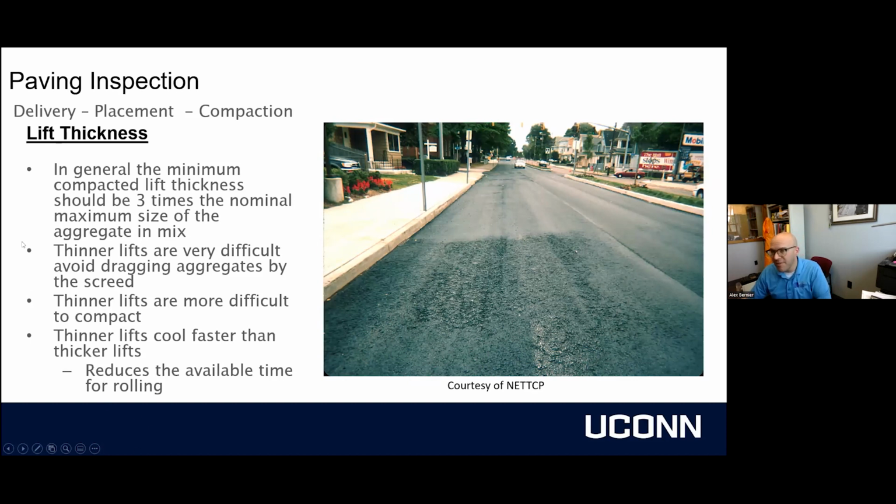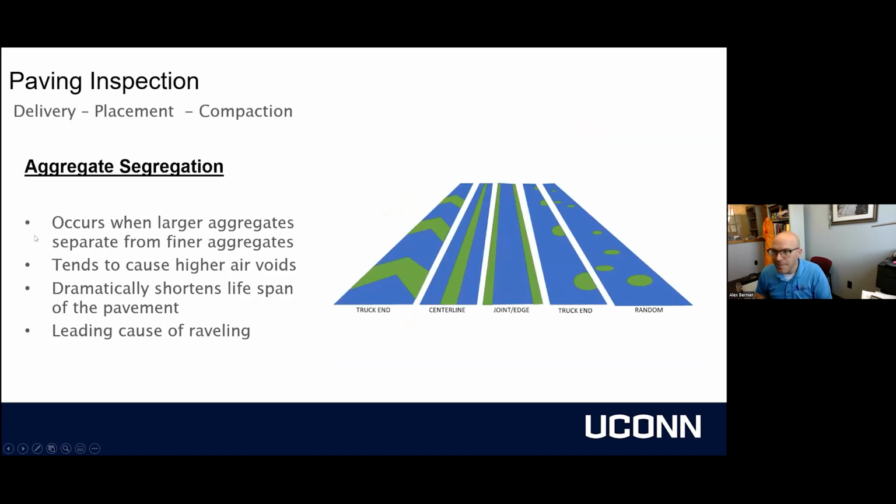So the thicker the lift, the easier it's going to be to construct, essentially. But we're not always the ones picking our lift thickness. That might be dictated by design.